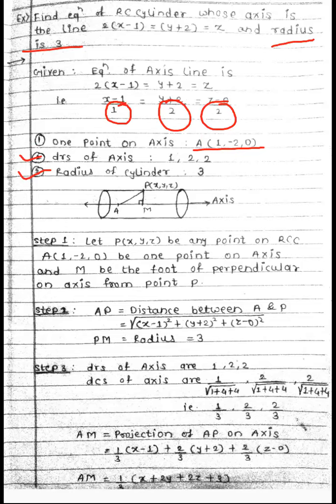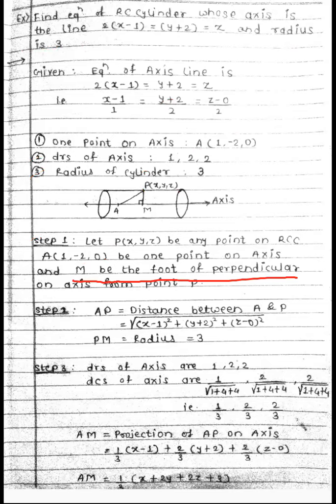So look at the figure, there is a first step. Let P be the point on the generator with coordinates (x, y, z). Students, you always have to consider one point P with coordinates (x, y, z) on the generator. And A is the point we already defined in the previous line, a point on the axis. One more thing you have to write in step 1: let M be the foot of the perpendicular on the axis from the point P. That means draw this line PM, which is perpendicular to the axis.